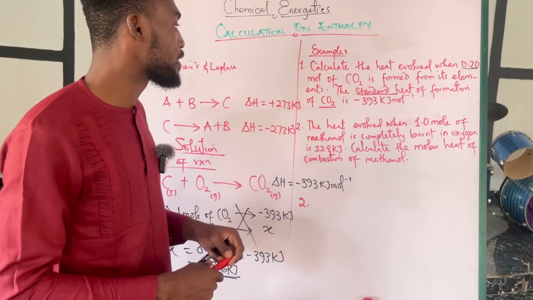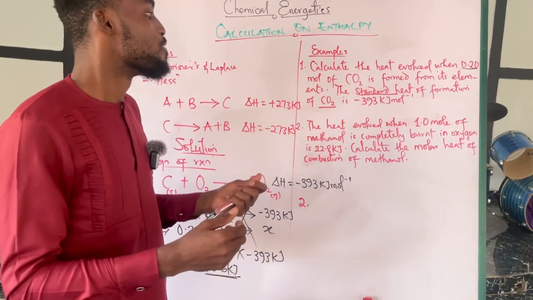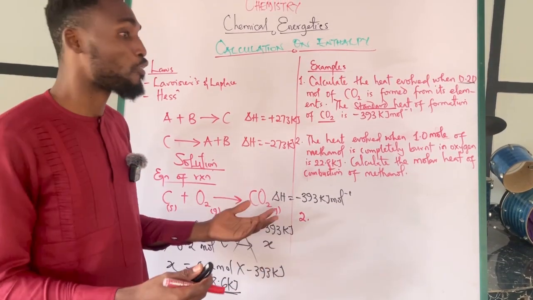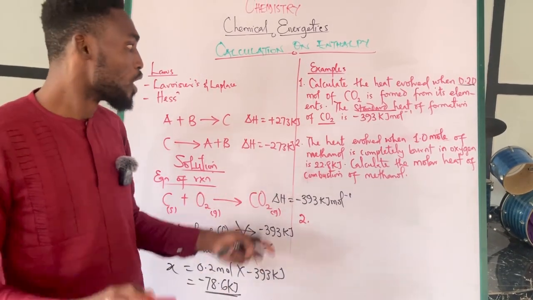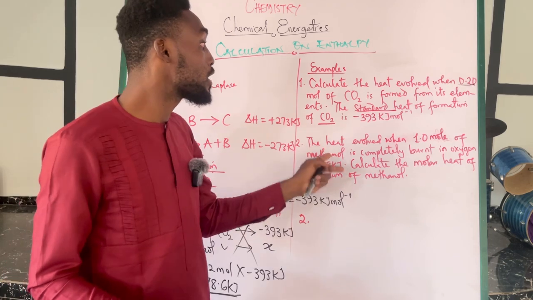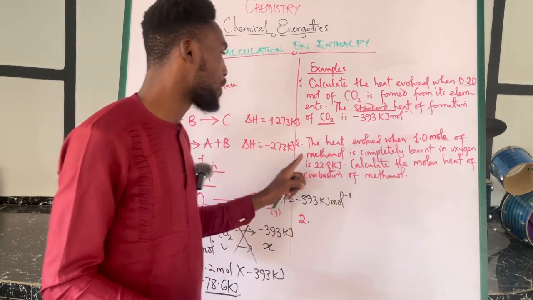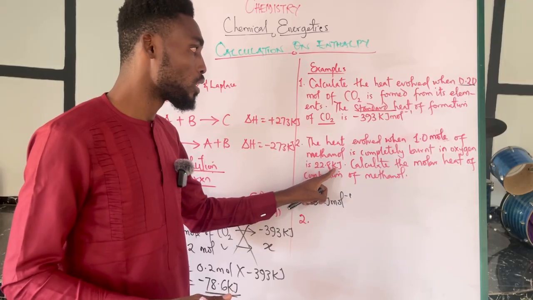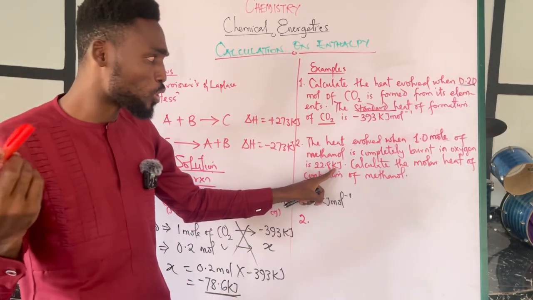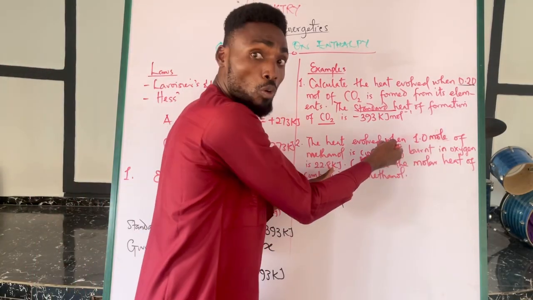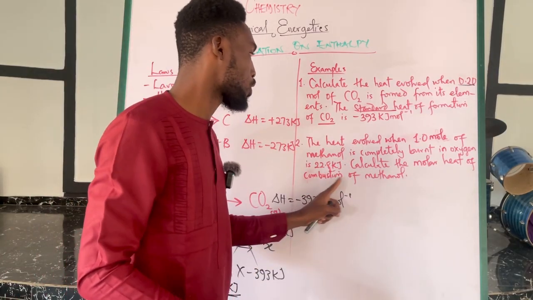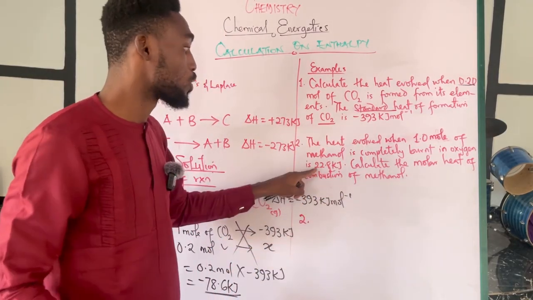Calculate the molar heat of combustion of methanol. Very, very funny. Imagine you're writing JAMB and you see this kind of question. Most of us start freaking out, thinking that they've just gotten you. But your question says the heat evolved when 1.0 mole of methanol is completely burnt in oxygen is 22.8 kilojoule. In your mind, what should you do? Per 1 mole. That's still standard. So if you're asking me to calculate the molar heat of combustion of methanol, the answer is still what? 22.8 kilojoule.